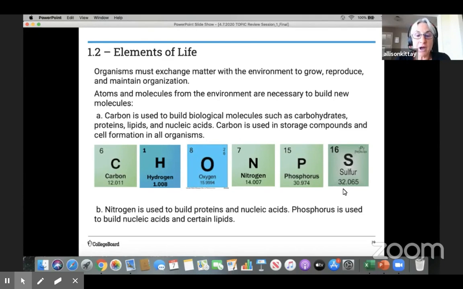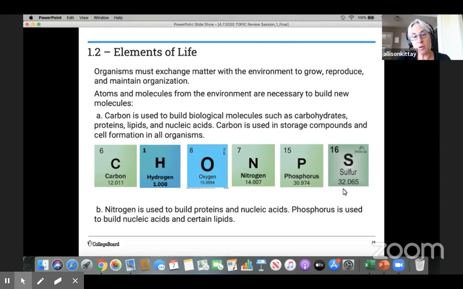But if you see, I've got tiles from the periodic table, and you may have learned this as CHNOPS: carbon, hydrogen, oxygen, nitrogen, phosphorus, and sulfur. These are the 6 elements that make up 96% of living things. The other 4% is made up of some other elements such as chlorine and calcium and potassium, and so they are important, but they are way less prevalent than these 6.